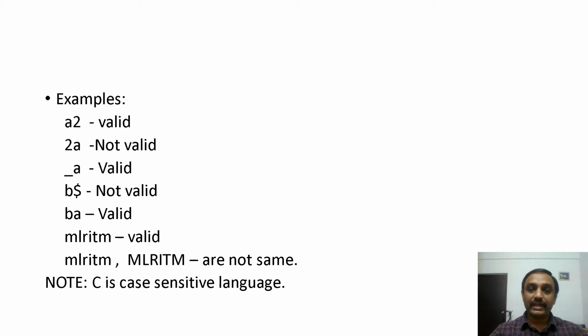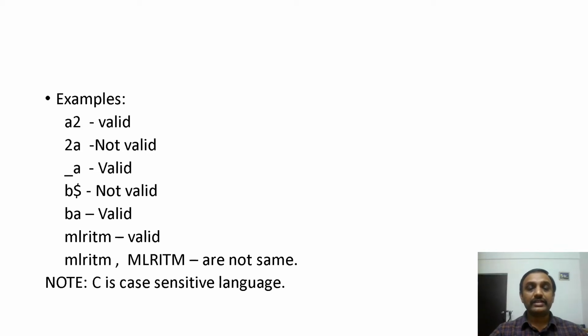A2 is a valid identifier because it starts with an alphabet and numbers are allowed in the identifier. Next, 2A is not a valid identifier. Why? It starts with a 2. So identifier names should not start with a number. Okay. So next one, underscore A, is a valid identifier.